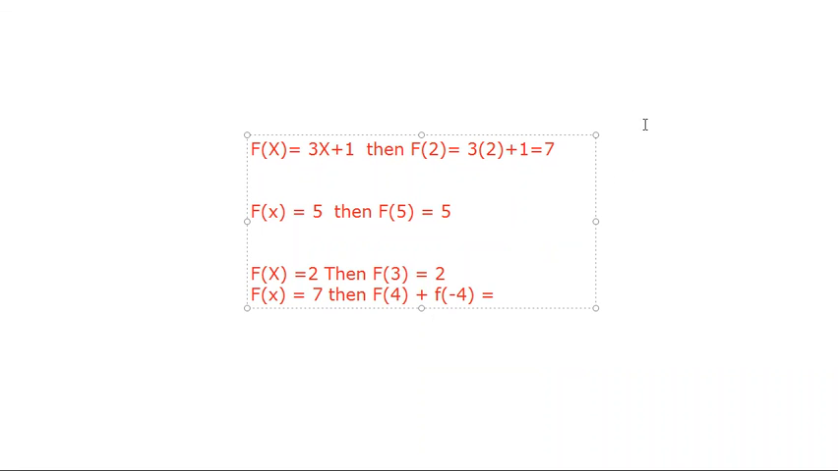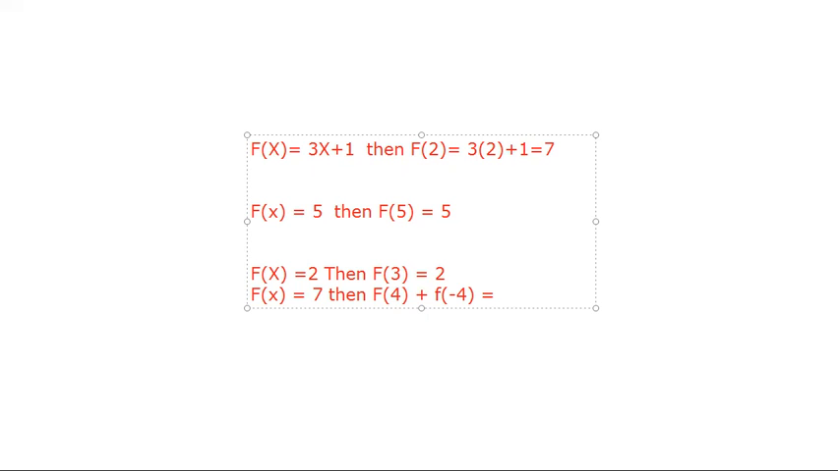Who will answer? Raise your hand. Quickly, it's your turn to get a bonus. f of x equals 7, then f of 4 plus f of negative 4 will be how many? No one? Listen to me, I will say the answer.